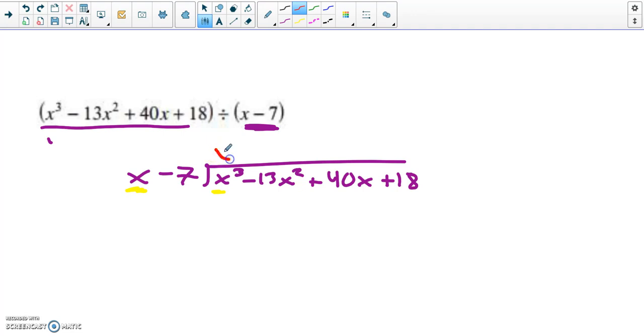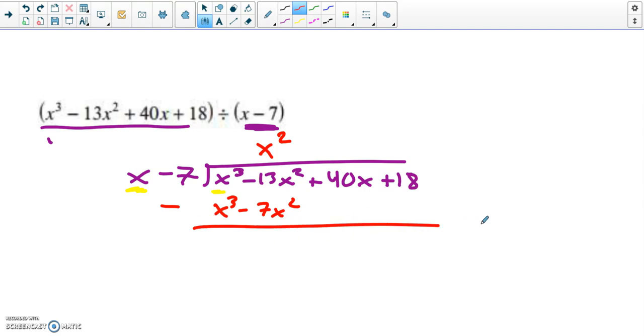Answer, x squared. And I'm actually going to write that over a little bit. Not that it matters that much, but multiply by x squared. So then I got to do x times x squared to get x cubed. Negative 7 times x squared to get negative 7x squared. Subtract. I'm going to leave you there.